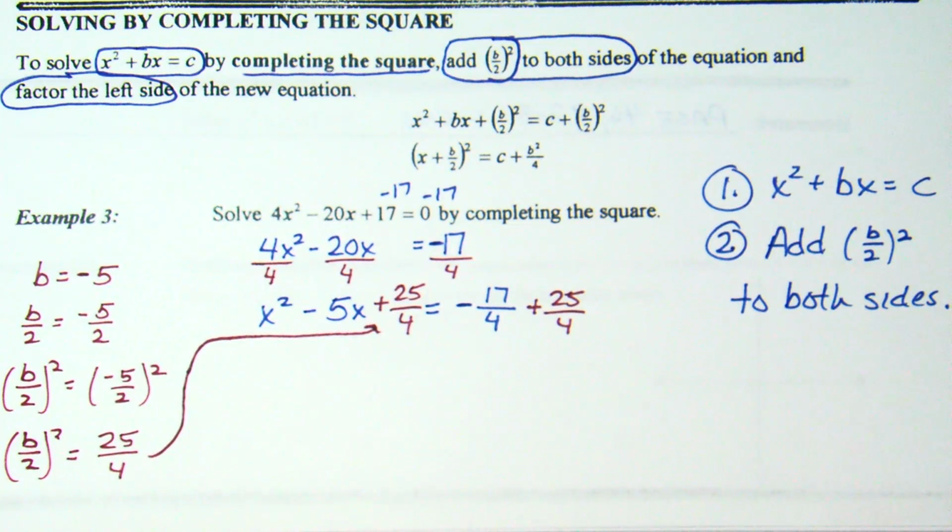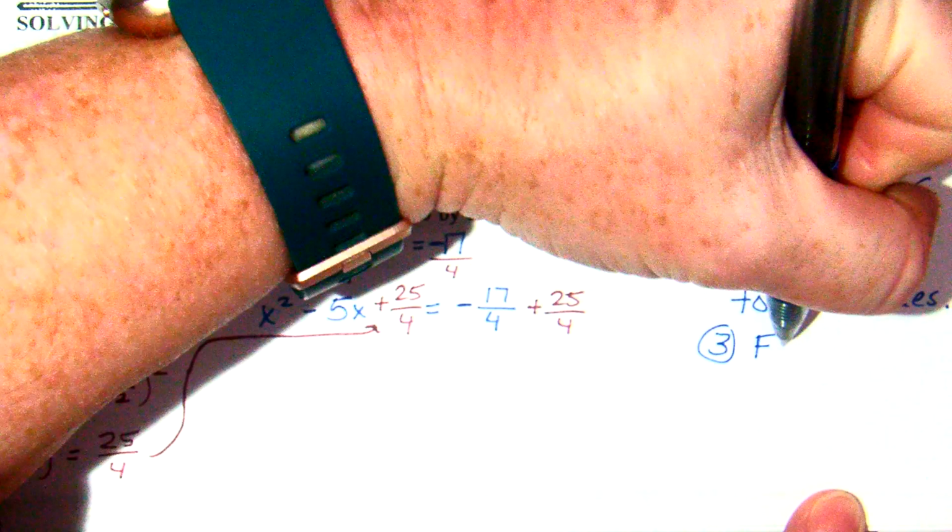Okay. I don't know. B over 2 becomes a fraction. I don't know if b is ever a fraction today, but I'm not going to guarantee it's not. So, okay, that was step 2. Are we all caught up on step 2? Yes. Okay. Step 3 is going to be to factor the left side.